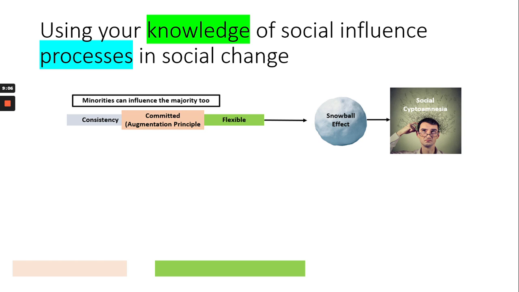Again, remember, there are 3 areas we've learned in social influence. We've learned that minorities can influence the majority. We've learned majorities can also influence society, and we learned that people obey authority figures. Okay, so I've decided to focus this example on minorities can influence the majority. So I'm going to focus on consistency, commitment, flexibility, snowball effect, and social crypto amnesia.